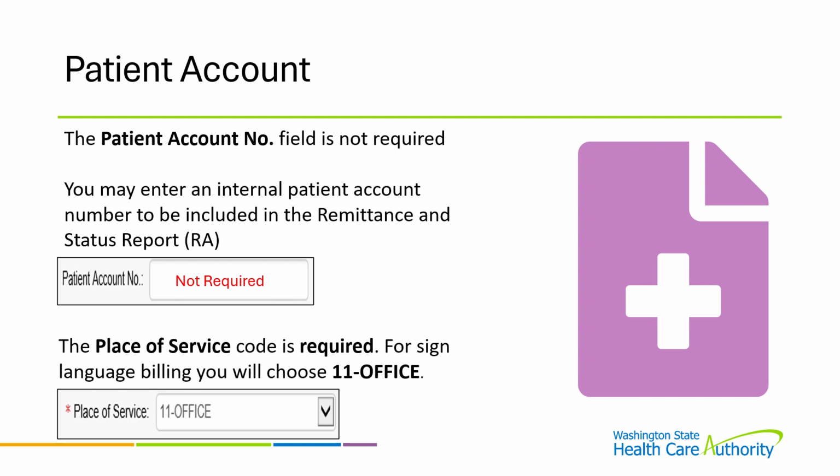The patient account number field is optional. You can use it to enter your own internal tracking number or the service request number you received from an ODHH request. Next, select the place of service. This refers to where the interpreting happened. For example, in an office, via telehealth, or another location. This field is required, but don't worry, it does not affect payment.